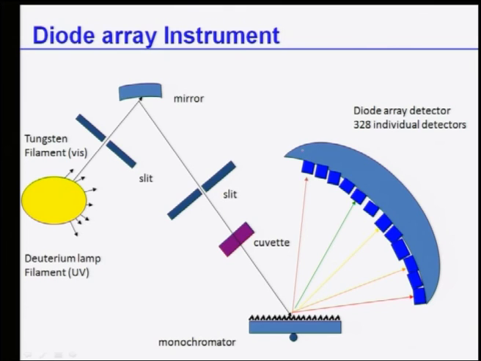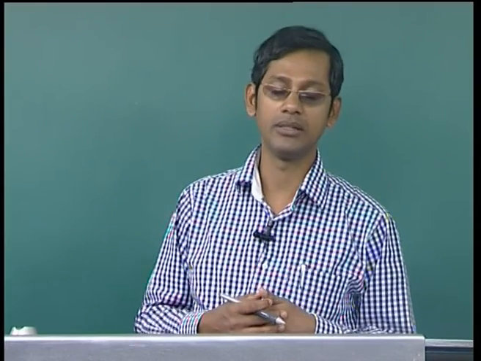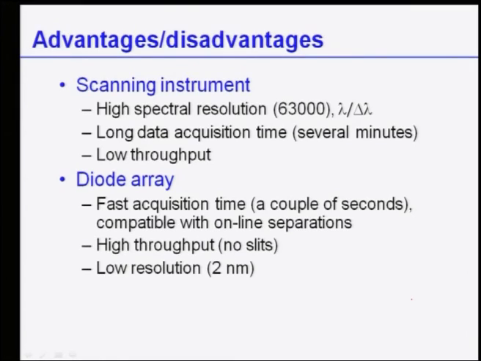The last one is diode array instruments, in which you have both the lamps, tungsten and deuterium: deuterium lamp for the UV and tungsten for the visible. Then it goes through a slit and falls on a mirror, and the mirror focuses it onto the sample, and then this falls on a monochromator. This is opposite to what you have seen in scanning techniques. Then the monochromator moves, and different wavelengths of light fall on 328 detectors, each one a diode, and the diodes measure the amount of radiation coming out.